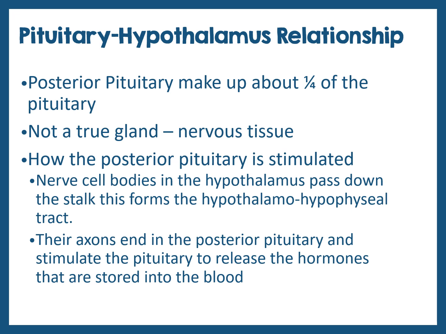Where those tracks go through the stalk forms the hypothalamo-hypophyseal tract. Please don't get that confused with the hypophyseal portal tract. I know they sound similar, but it's unfortunately just one of those things that we have to know. So the axons going through that tract will end up in the posterior pituitary, and that will stimulate the pituitary gland to release the hormones that are stored in the posterior pituitary. And then that stored hormone will get released into the blood.